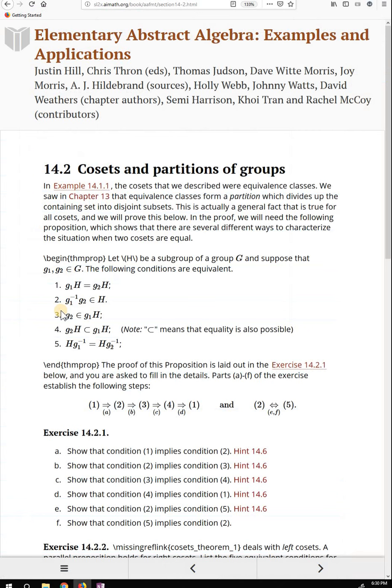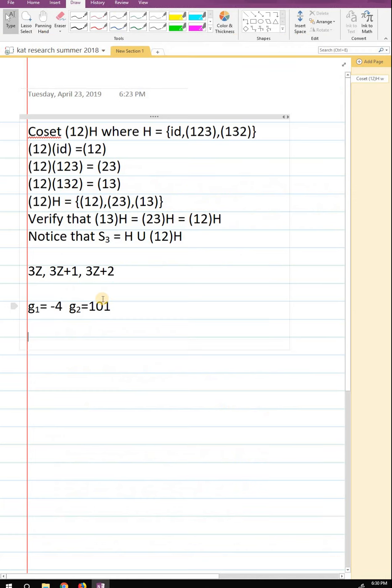Now, according to this theorem, G1 inverse G2 should be in 3Z. All right, so let's do that. So in this case, G1 inverse. No, G1 inverse in this case is, because it's additive, right? So what's G1 inverse? It's the additive group. Yes, it is 4. The additive group inverse is 4.